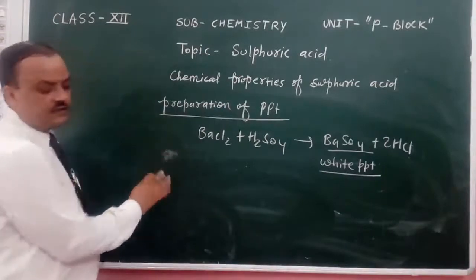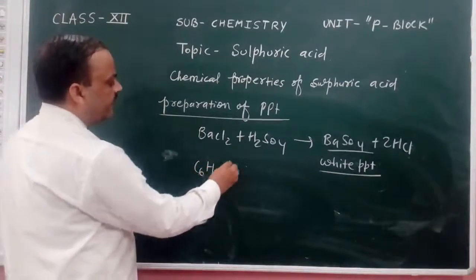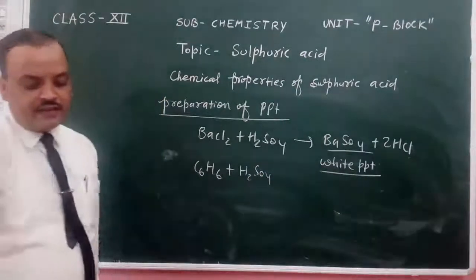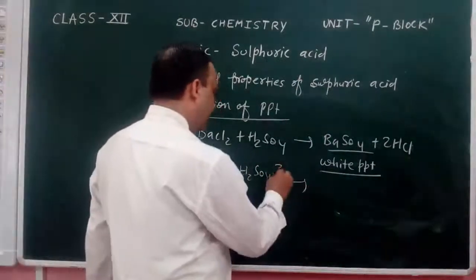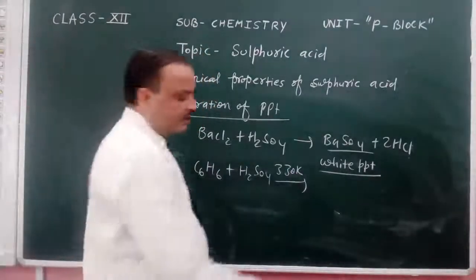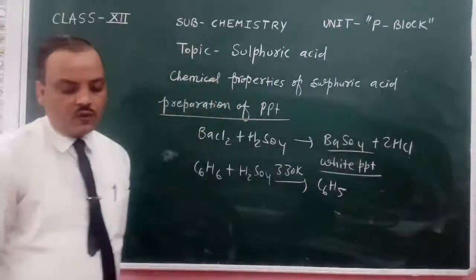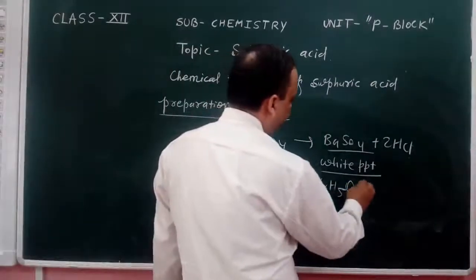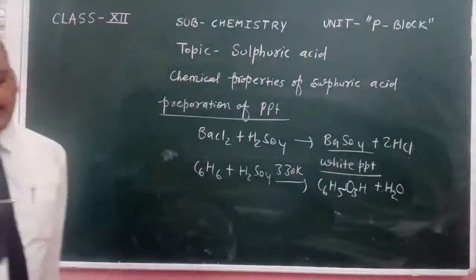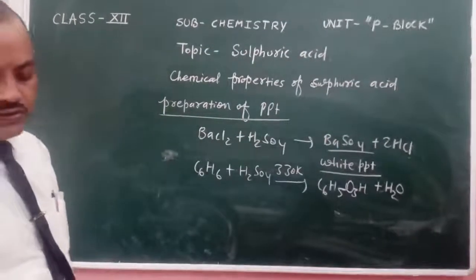Miscellaneous reactions are also included. If H2SO4 reacts with benzene at 330 Kelvin, we get the product C6H5SO3H plus H2O. So these are the chemical reactions related to H2SO4.